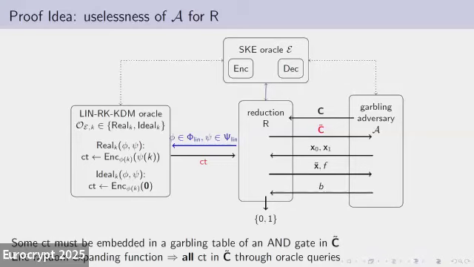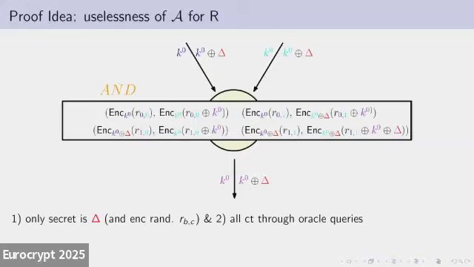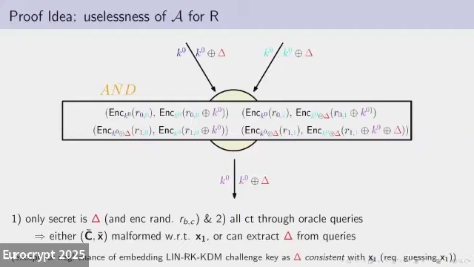But for both types of oracle queries, either it knows the key and the message, or it knows the relation to the secret challenge key. And there's only this one secret challenge key. So if we go back to free XOR, how things are garbled, the only secret is this delta, the secret global offset. And all ciphertexts have been derived through oracle queries. And this allows us then to prove that C tilde, X tilde will be considered malformed with respect to X1, or from the oracle queries alone, one can already extract delta.